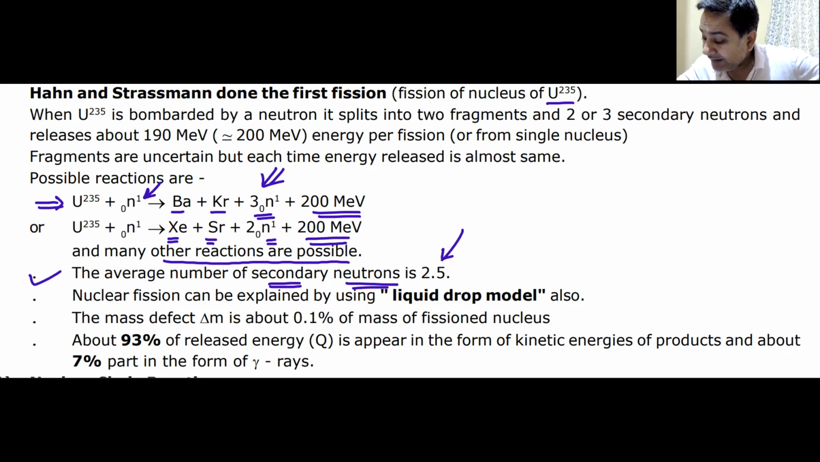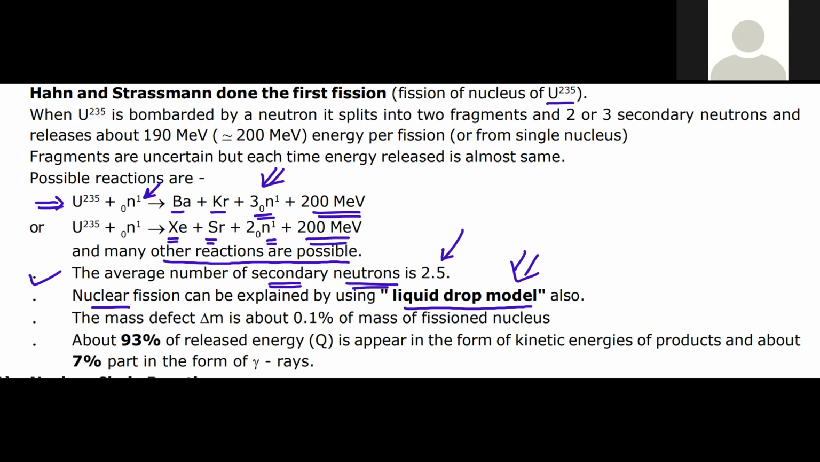Now remember this word, liquid drop model. This nuclear fission can also be explained by something known as the liquid drop model. You may not have to understand what the liquid drop model is. You just have to remember the name, liquid drop model. Do we understand this? I'll give you a minute to note it down. Liquid drop model. The mass defect is about 0.1%.